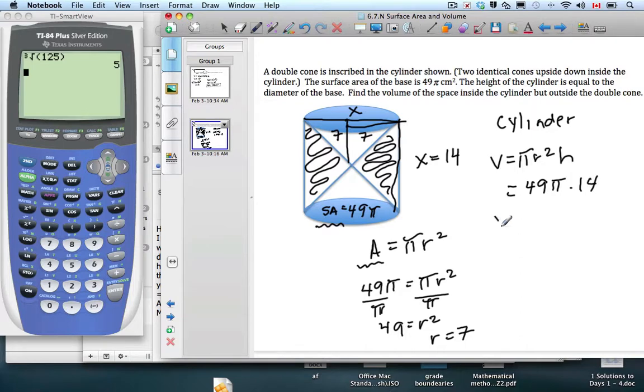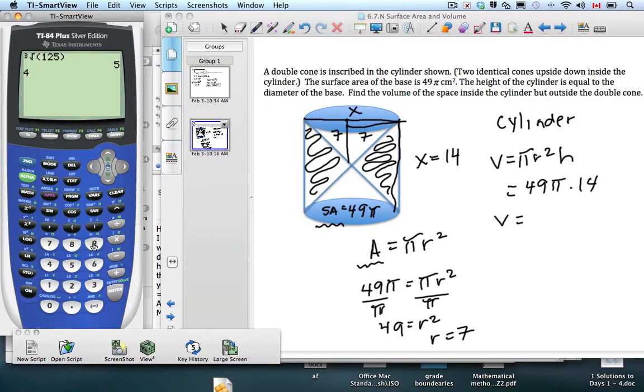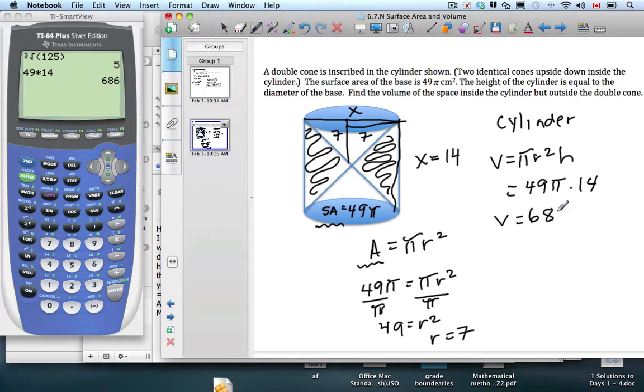All right, so the total volume, let's use our calculator. Do we want to keep it in pi form? Let's keep it in pi form. 49 times 14. When we keep it in pi form, it's exact. I'm a big fan of exact values. There we go, that's the volume of the cylinder. But we're not done there. We need to find the volume of one of those cones. If we find the volume of one cone, then we can just double it.